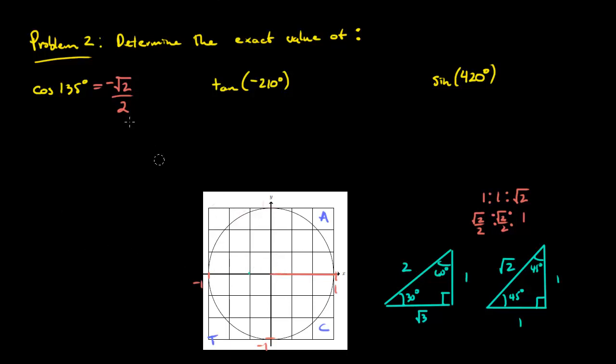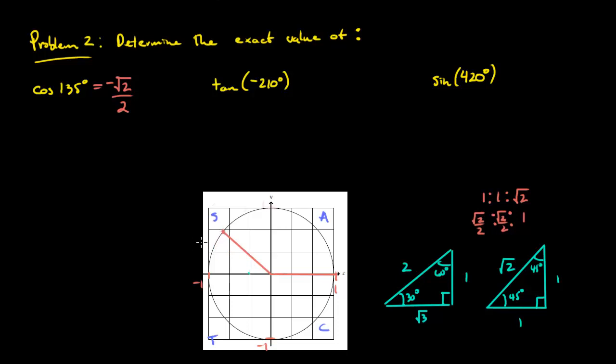Okay, so we have the CAST. And let's think about the angle minus 210 degrees. So minus 210 degrees, we are going minus 180 degrees that way, or 180 degrees that way, and then we're going 30 degrees past that, okay?